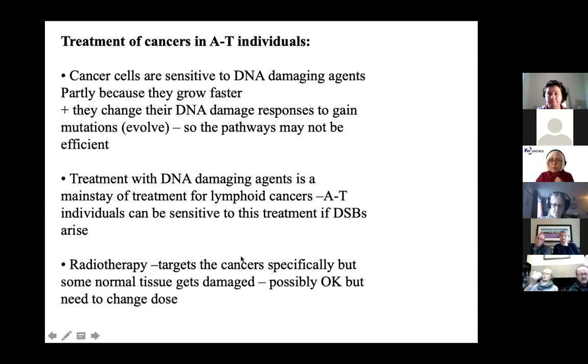And obviously radiotherapy can be an issue for AT individuals, and it might be okay, but you need to change the dose dramatically. But that's not so beneficial for lymphoid tumors because they're circulating. So radiotherapy isn't usually so much used for lymphoid tumors.